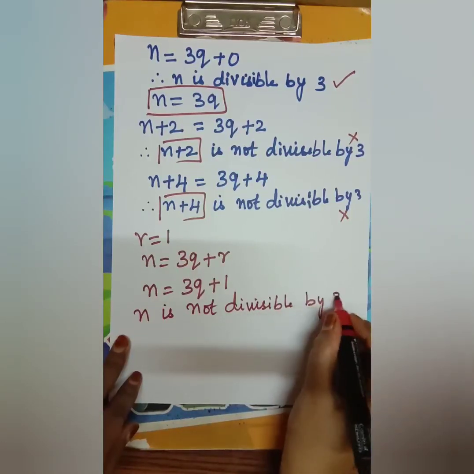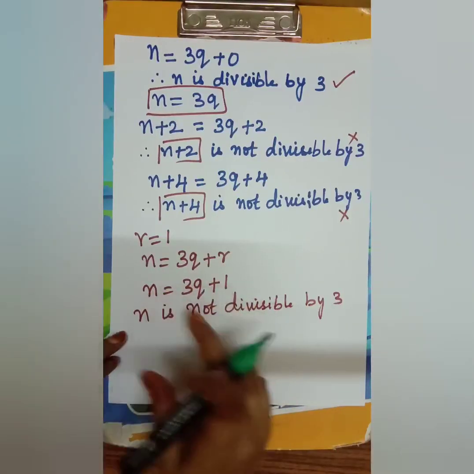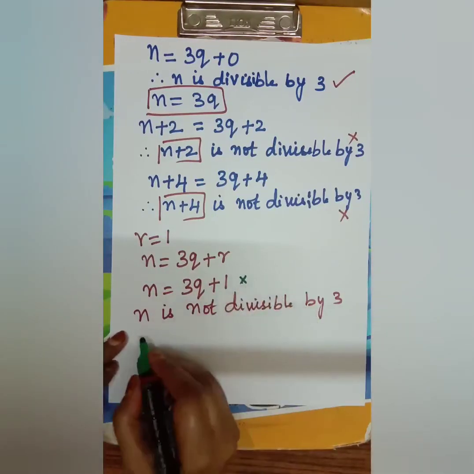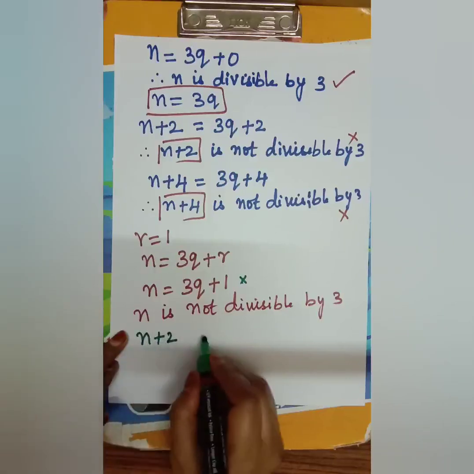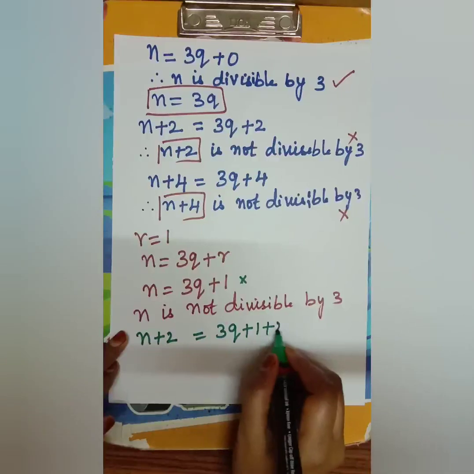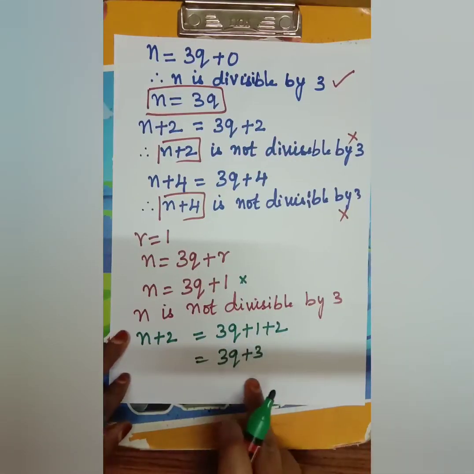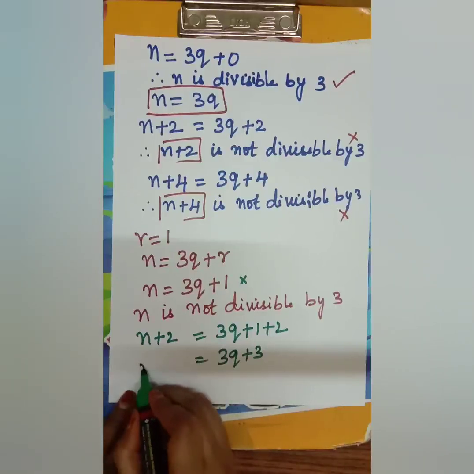by 3. Now n plus 4, n plus 2. Add plus 2 to this term. Add plus 2 to this term. That is n plus 2 is equal to 3q plus 1 plus 2. That is 3q plus 3. Now check whether it is divisible or not.